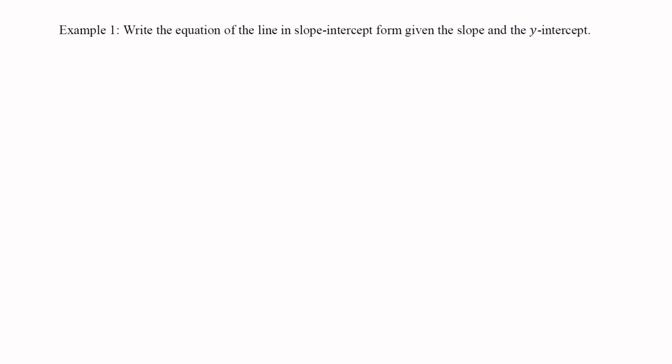In this example, we're going to write the equation of a line in slope-intercept form given the slope and the y-intercept. If we are given that the slope is negative 7/5 and the y-intercept is 4, we can just take y equals mx plus b and put negative 7/5 in place of m and 4 in place of b. And now we have the equation of the line.